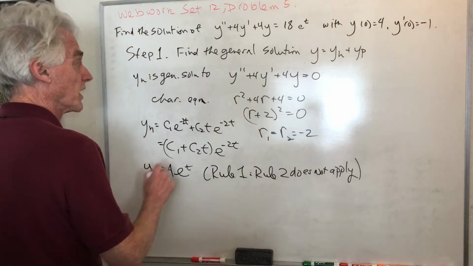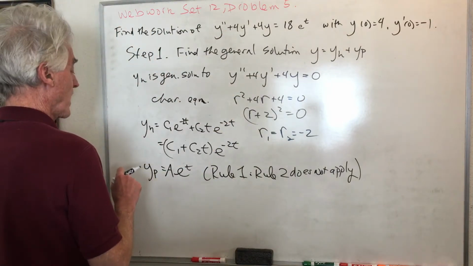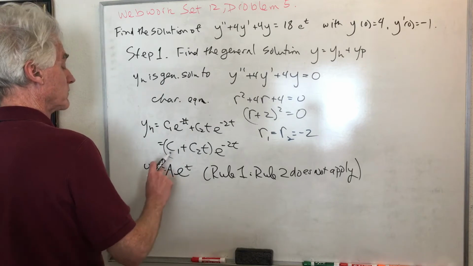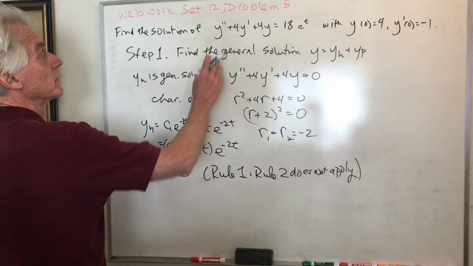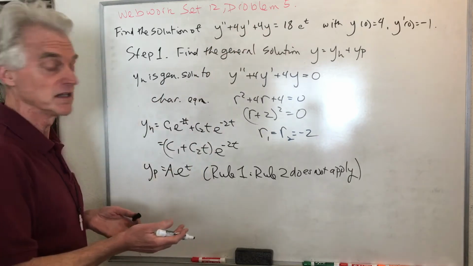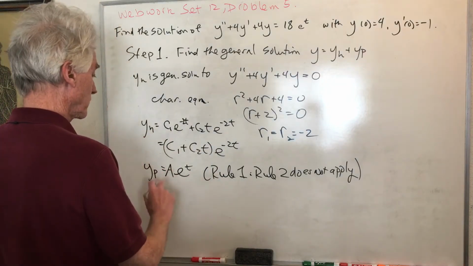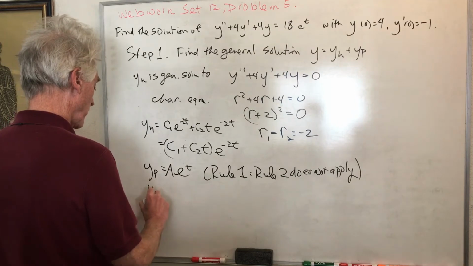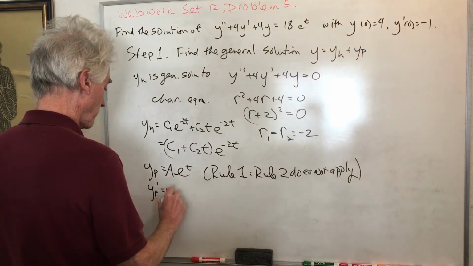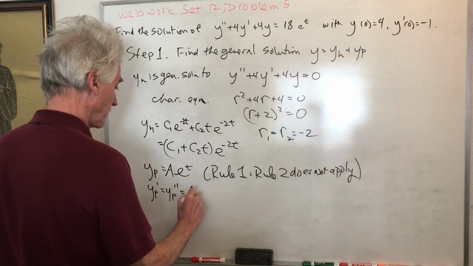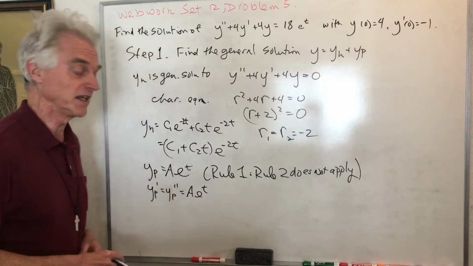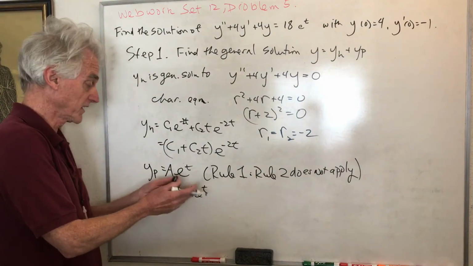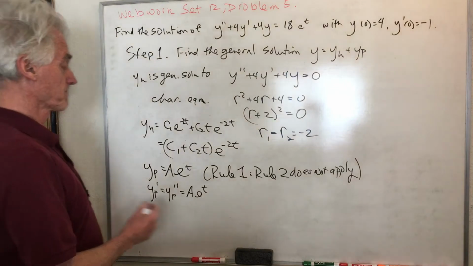So when I plug this into the left-hand side, I want to choose A so that I get 18 e to the t. And this is a particularly easy one to plug in because yp prime and yp double prime are also A e to the t. Differentiate e to the t, I get an e to the t back.